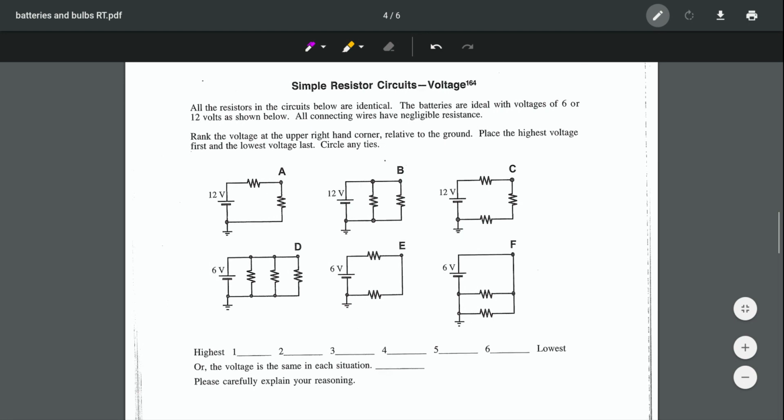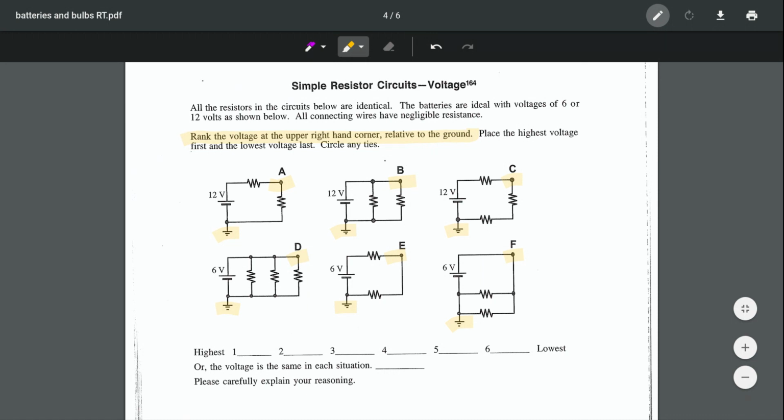Okay, so this is again kind of the same circuits here. And what they're asking us now, though, is it's kind of interesting question, rank the voltage at the upper right-hand corner relative to ground. So that just means that basically the elevation, right, the potential at these upper right-hand corners here relative to, this is the symbol for ground here, basically the upper right-hand corner relative to the lower left-hand corner.